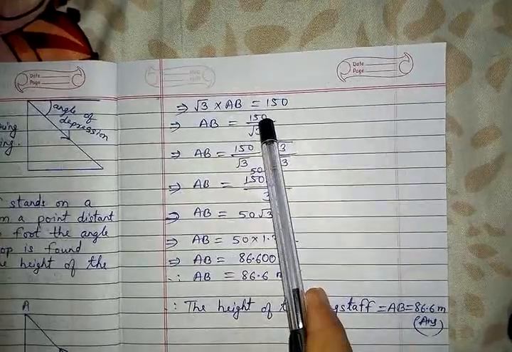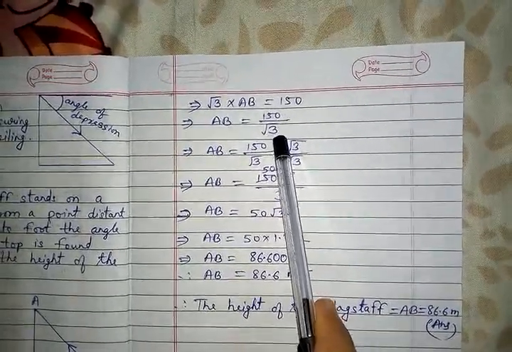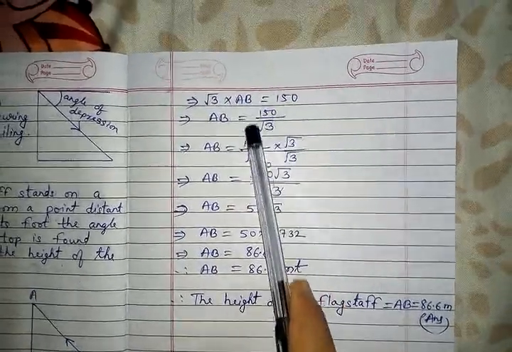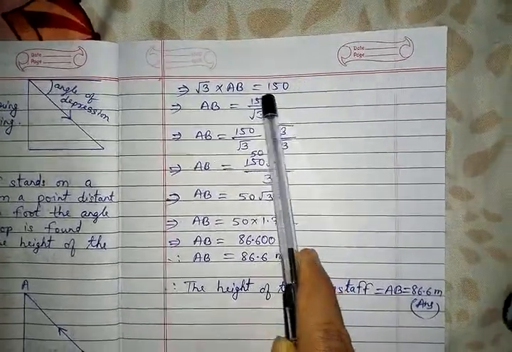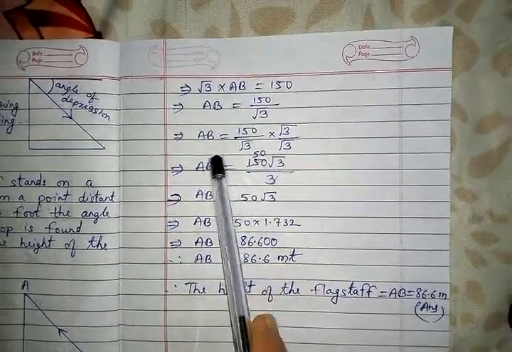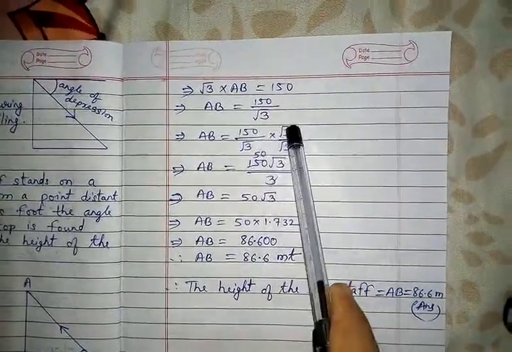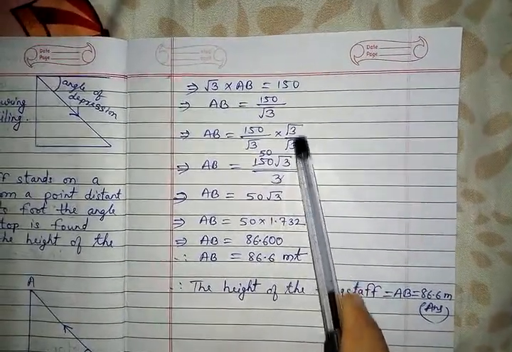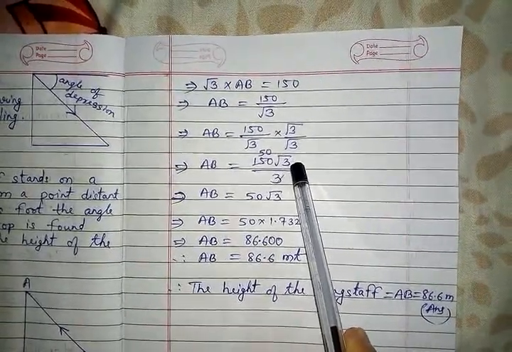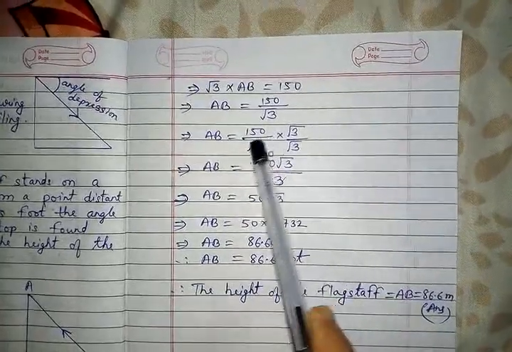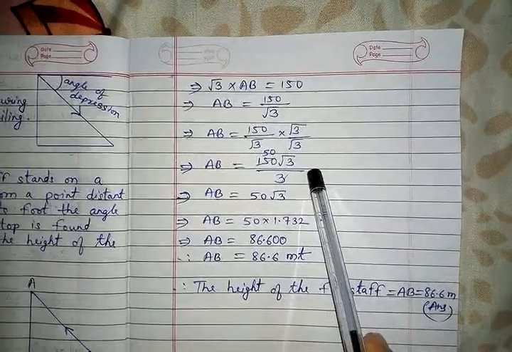As you all know, children, whenever we have root 3 in the denominator, we should rationalize it. We should remove this root from the denominator, which we call rationalizing the denominator. To rationalize the denominator, what do we do? AB equals 150 by root 3. We write the same, but root 3 on the numerator also and on the denominator also, root 3 by root 3. I have taught you this technique in class 9. Whenever we have a root value in the denominator, we rationalize this way.